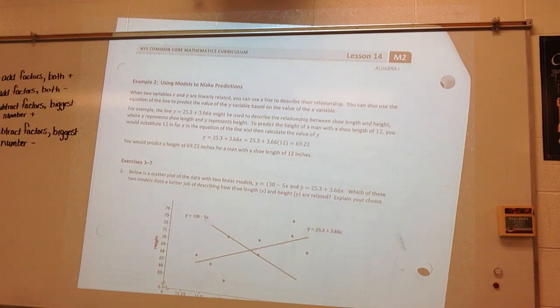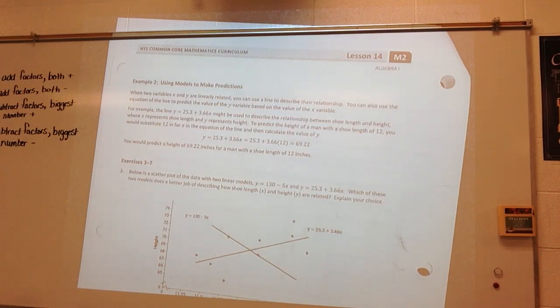To predict the height of a man with a shoe length of 12, you would substitute 12 in for x in the equation of the line and then calculate the value of y. So you would get y is equal to 25 3/10 plus 3 66/100 x, which is 25 3/10 plus 3 66/100 times 12, which is 69 22/100. So you would predict the height of 69 22/100 inches for a man with a shoe length of 12 inches.